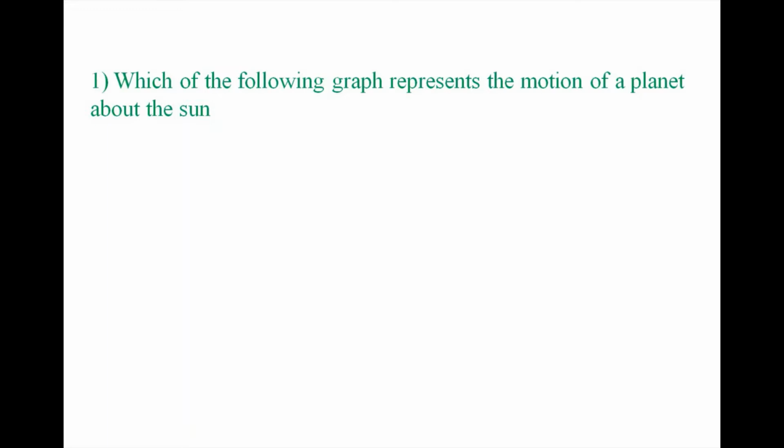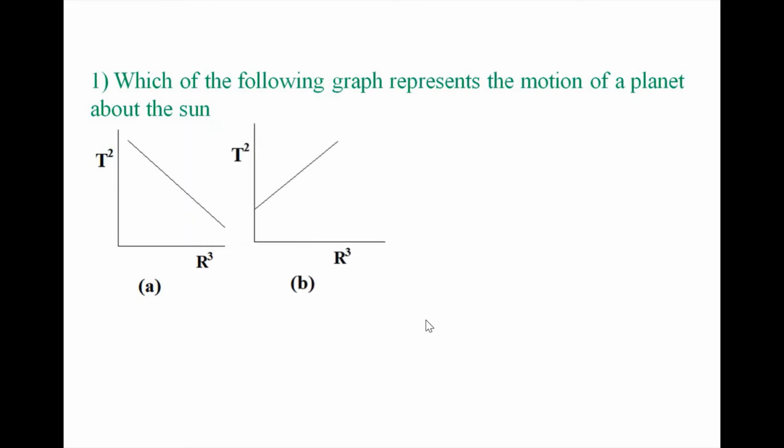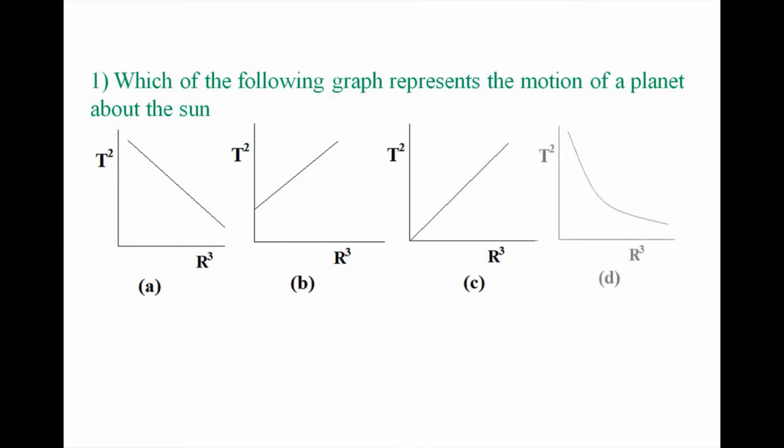Let's see option A, that means the first graph. See the graph carefully. This one is option A. Option B. Option C. And option D. So let's see the solution.